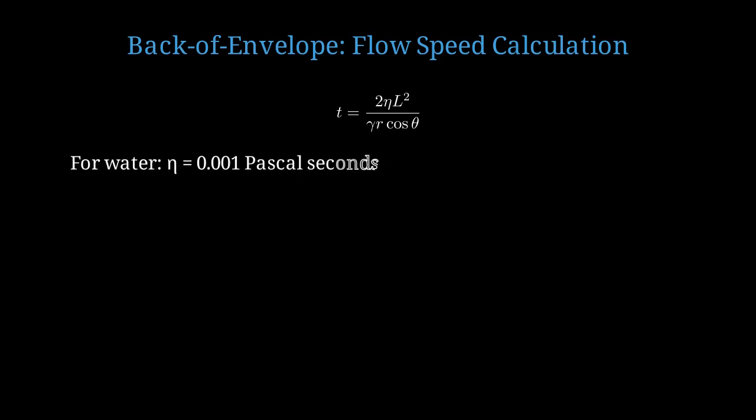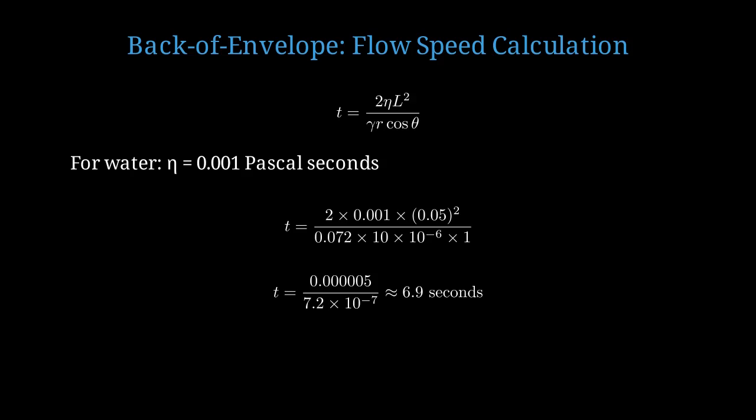Let's calculate how long it takes for fluid to travel 5 centimeters in paper. Rearranging the Washburn equation, t equals 2 eta L squared divided by gamma r cosine theta. For water, the dynamic viscosity eta is about 0.001 Pascal seconds at room temperature. Plugging in, t equals 2 times 0.001 times 0.05 squared divided by 0.07, 2 times 10 times 10 to the negative 6 times 1. This gives us 0.000005 divided by 7.2 times 10 to the negative 7, which is approximately 6.9 seconds. So fluid reaches 5 centimeters in about 7 seconds.